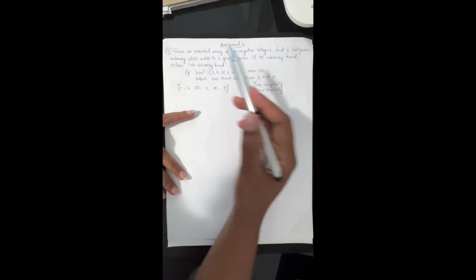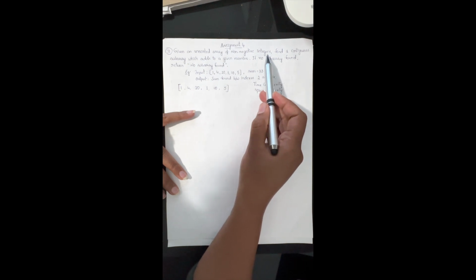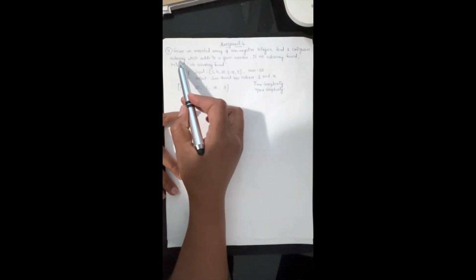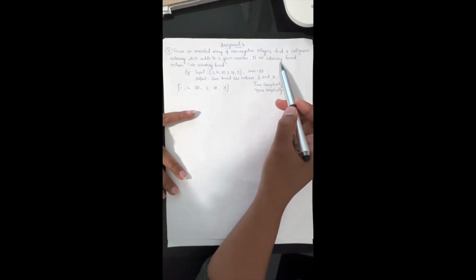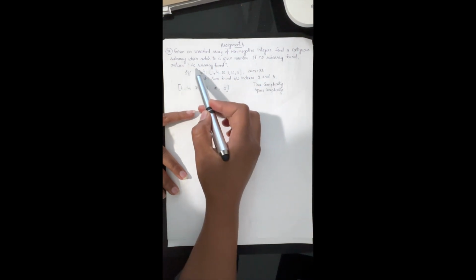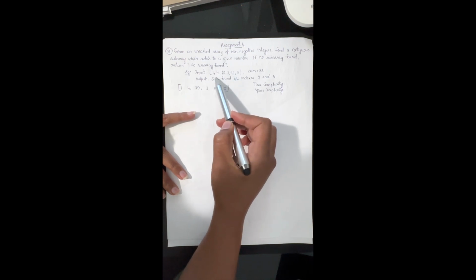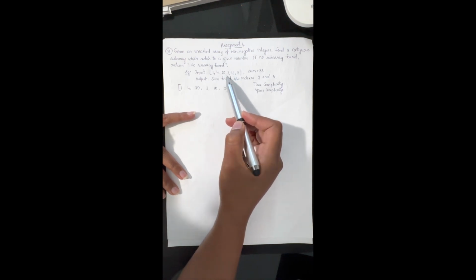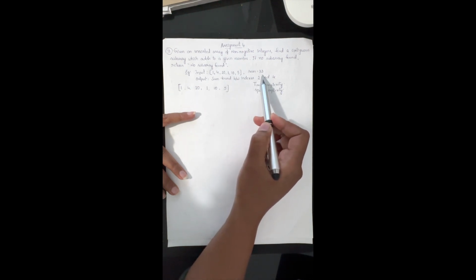In this video, I'm going to solve the third problem in the assignment 4, which is: given an unsorted array of non-negative integers, find a contiguous subarray which adds to a given number. If no subarray is found, then return no subarray found. So we have given non-negative integers and a sum, which is 33.